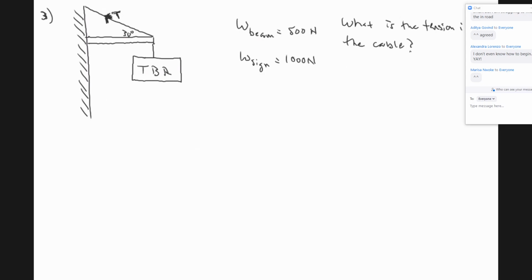What do we do? We break all the vectors into components, or the ones that we need to, right? So that they're perpendicular or parallel to the lever arm. The lever arm being the beam, right? We're not moving the beam.